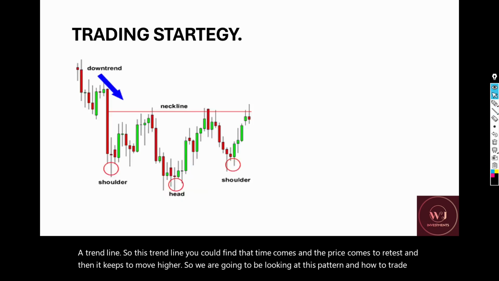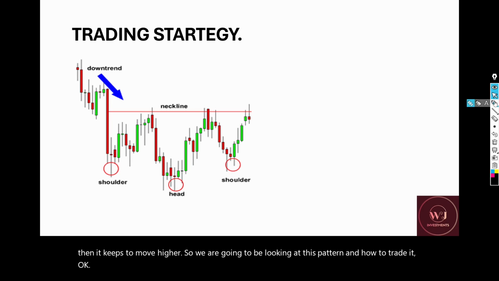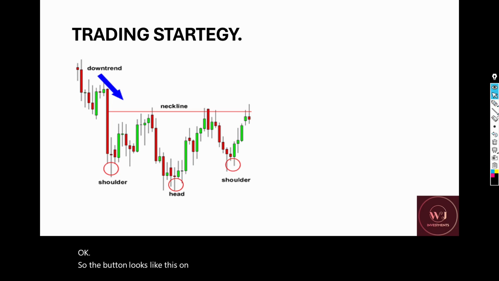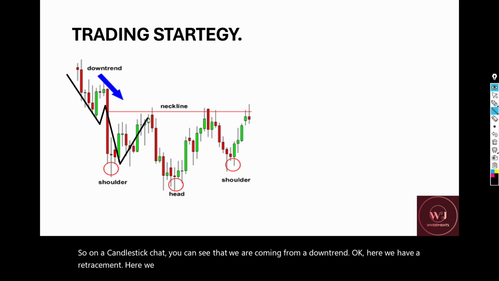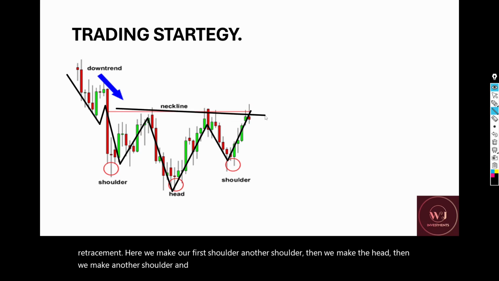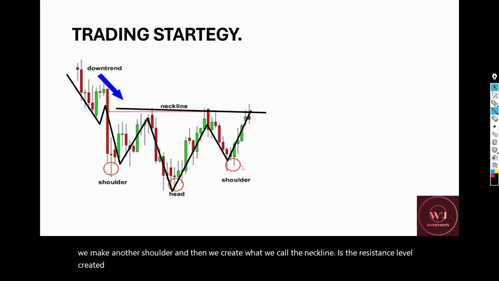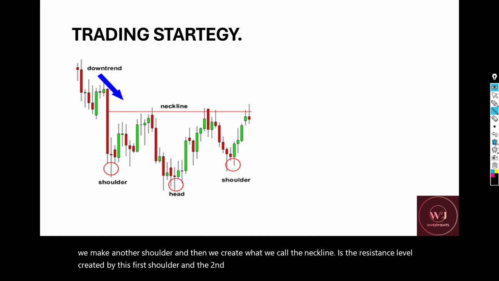Okay. So the pattern looks like this on a candlestick chart. On a candlestick chart, you can see that we are coming from a downtrend. Okay, here we have a retracement. Here we make our first shoulder, another shoulder, then we make the head, then we make another shoulder, and then we create what we call the neckline. It is the resistance level created by this first shoulder and the second shoulder. Okay.